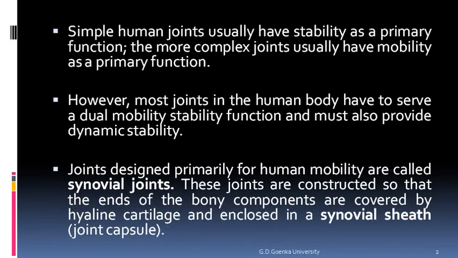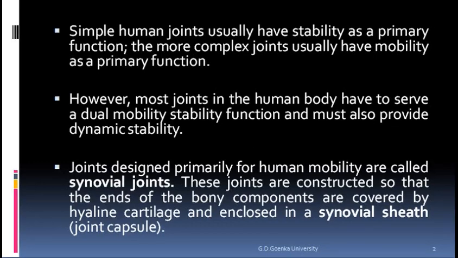In the human body we have different types of joints. Some are simple joints and some are complex joints. Simple joints are basically responsible for providing stability, and complex joints are mainly responsible for providing mobility. However, most of the joints in the human body have to serve both mobility and stability functions and must also provide dynamic support. Joints designed primarily for mobility are called synovial joints.